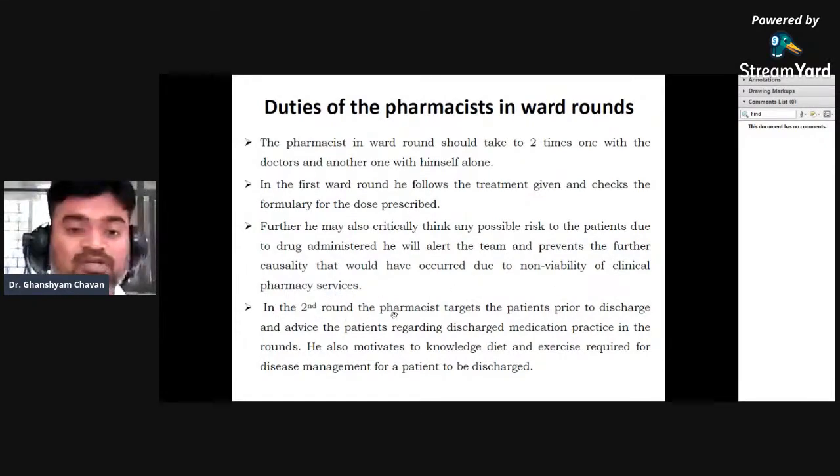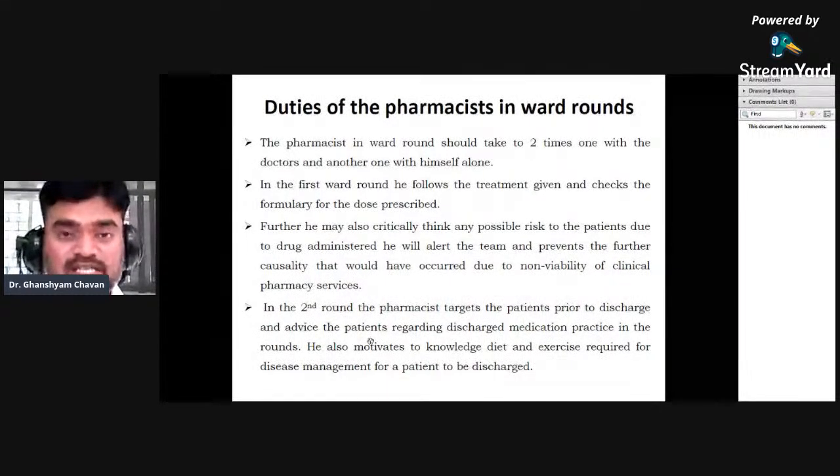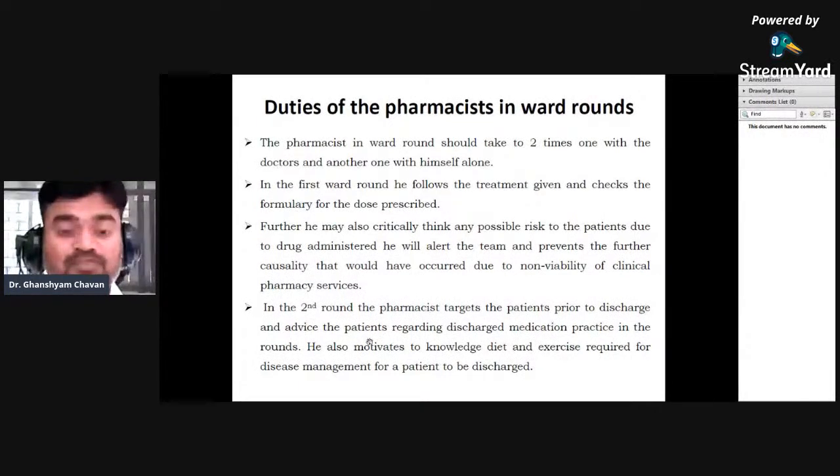In the second round, the pharmacist targets the patients prior to discharge and advises them regarding discharge medications, because even after discharge a relapse may occur. The patient's condition will become worse if they don't continue the medications they should follow after the pharmacist's guidance. So discharge medication is also very important. In that second round, he will discuss the drugs with the patients and convince them to take that medication once they are discharged.